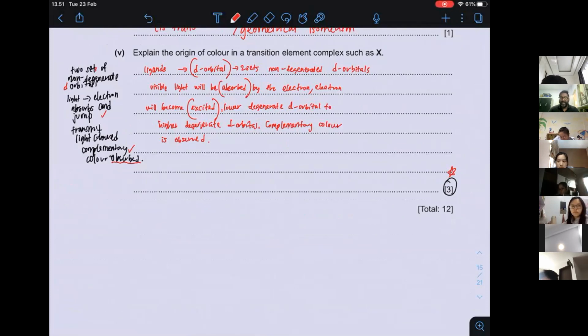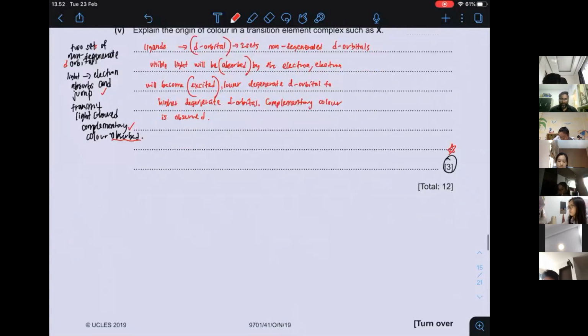Okay, they just say different energies. The meaning is still the same. So they have d orbitals with different energy. But in your textbook they say degenerate orbitals. So it's fine, you can use both.